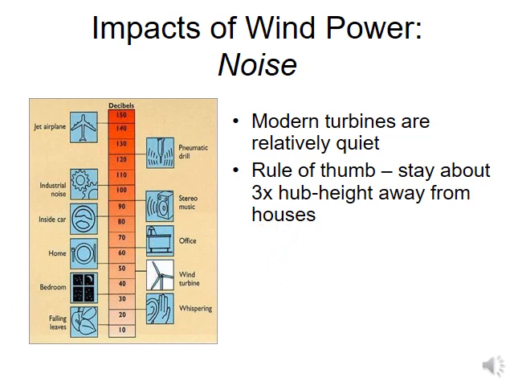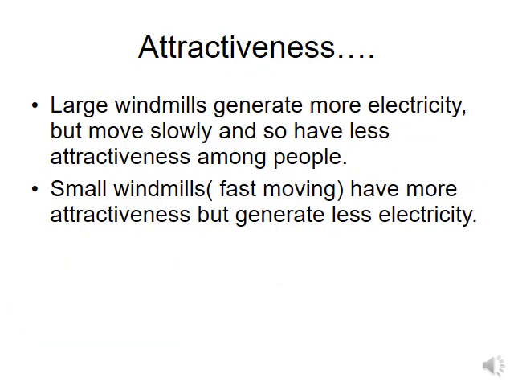Then come to the next slide, attractiveness. There is one more parameter known as attractiveness. What is this? We are reading here: large windmills generate more electricity but move slowly and so have less attractiveness among people, whereas small windmills have more attractiveness but generate less electricity.